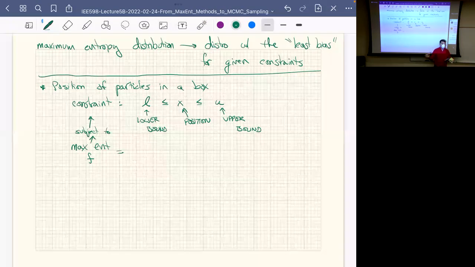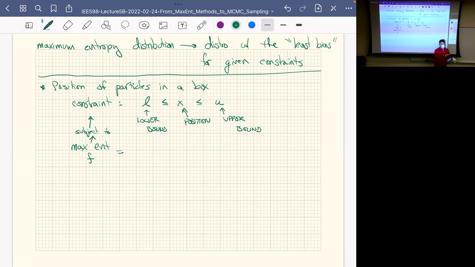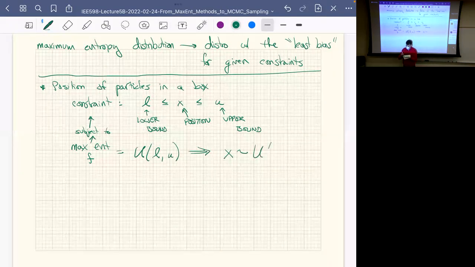Does anybody have a guess what the maximum entropy distribution is for the constraint of a lower bound and an upper bound, and you know nothing else about the system? What is the uniform distribution? Right, so that's the uniform distribution. Let me see if online, I think somebody else also guessed uniform. That's right. So the MaxEnt distribution is the uniform distribution, uniformly distributed between L and U. So that tells me that I should make my X distributed as the uniform distribution.